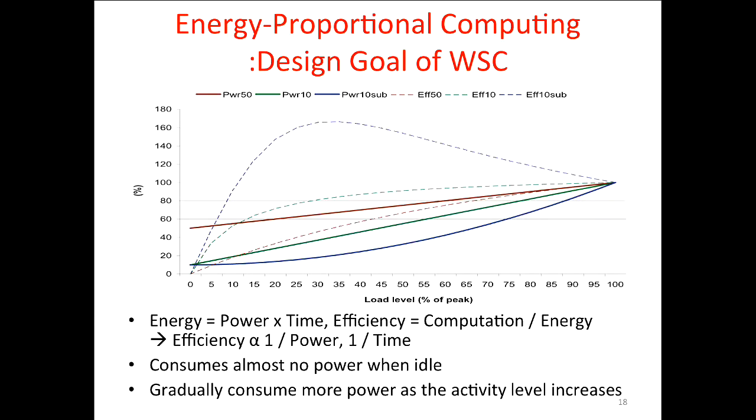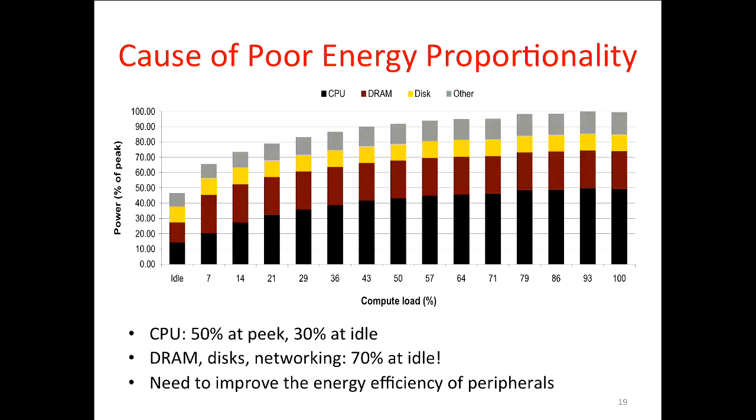So further, if the power decreases sublinearly, then we can achieve much better energy efficiency when the server is utilized from 20% to 60%. So this is what we have to achieve here. This is the concept of energy proportional computing. However, in reality, it's hard to achieve this kind of thing, right? So let's see why it's the case here.